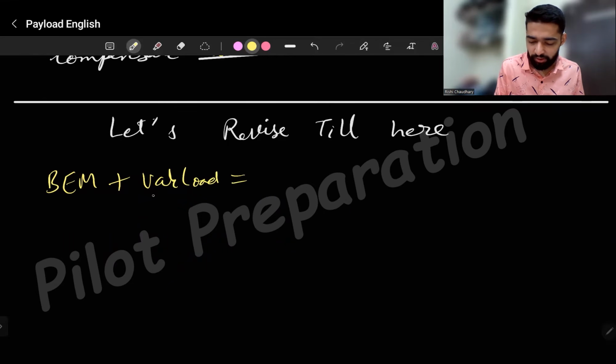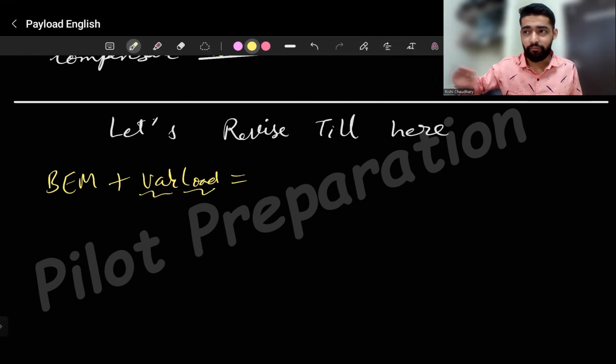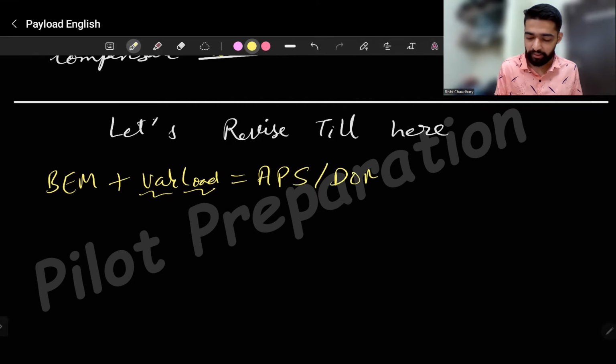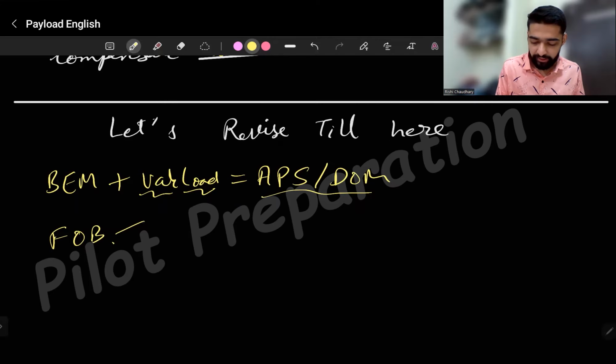Variable load is nothing but pilot and their baggage, aerosters baggage and cabin crew and baggage, and lavatory chemical and bottled water, I said. And then we have catering material, isn't it? So that is variable load. This gives me APS, aircraft prepared for service, or DOM, dry operating mass. Then I learned that I need fuel on board. So fuel on board contains trip fuel, and it also contains reserve fuel.